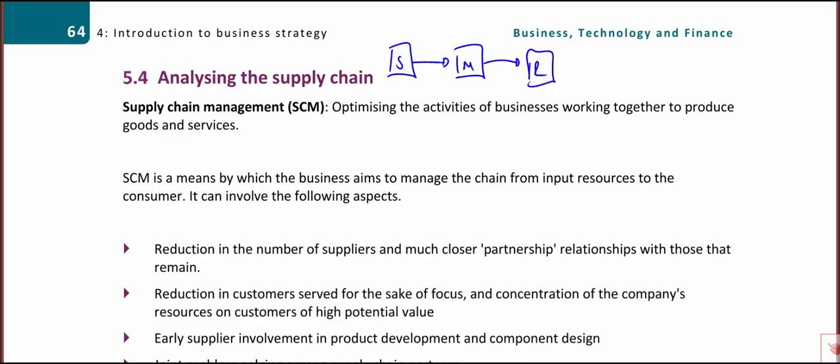Supply chain management is making sure that these three organizations are working as effectively as they can together to produce their goods and services. Because if I can make sure that the flow of goods from supplier to manufacturer and manufacturer to retail is as smooth as possible, we're going to make savings the whole way through, and it's going to benefit absolutely everybody.